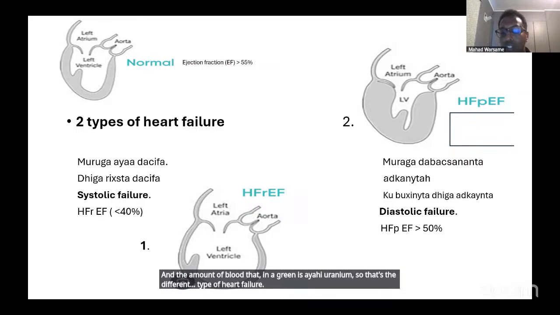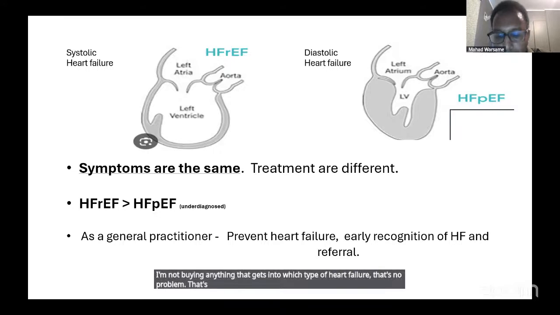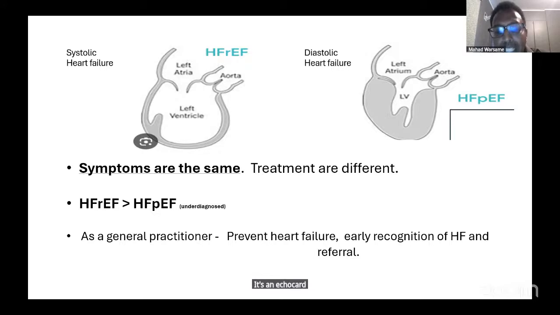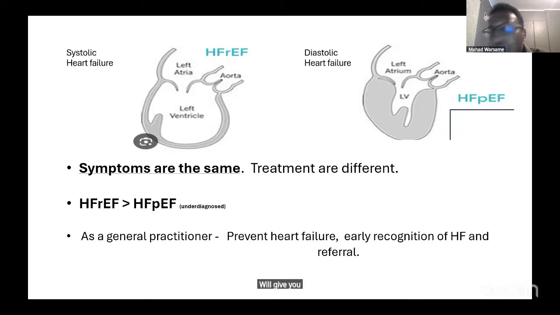As a general practitioner, the symptoms are the same. Which type of heart failure it is, that's no problem, that's the cardiologist's job. Echocardiography is the only way you can know which type. But as a general practitioner, you should know the symptoms of heart failure, because early recognition will give your patient a better prognosis.